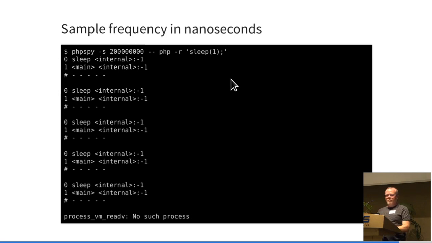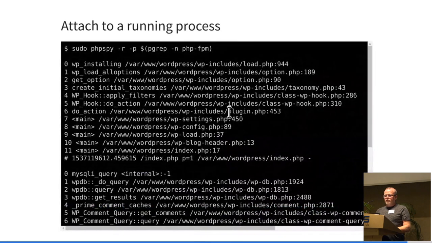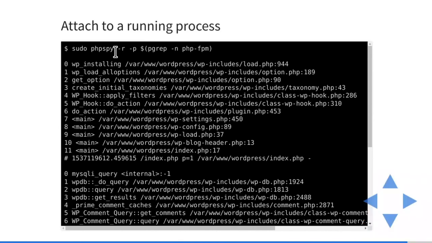So that's the output from that. Now, this is obviously not very useful, but it's to show you exactly what this thing is doing. It's checking what's happening in this program, and you can attach to a running one. So here I had some PHP FPM processes while I was benchmarking WordPress. I attached PHP Spy to it.